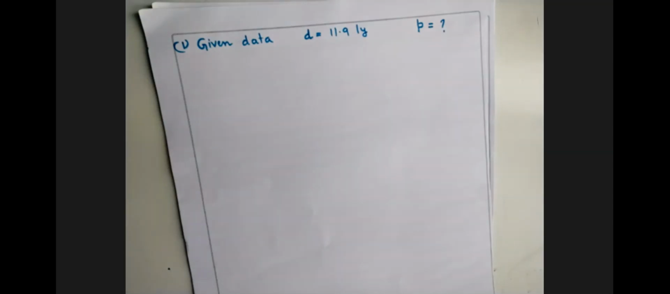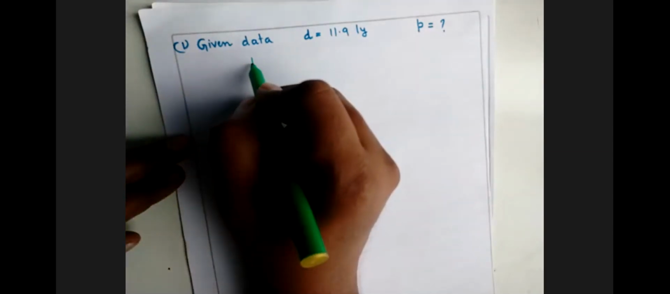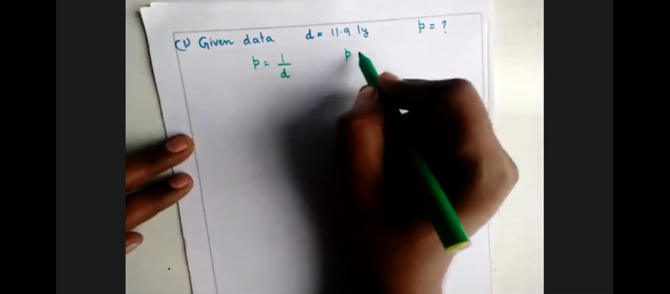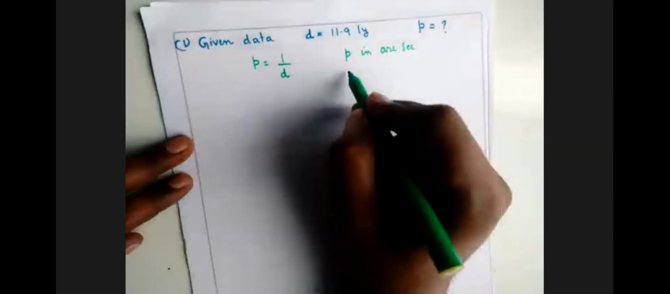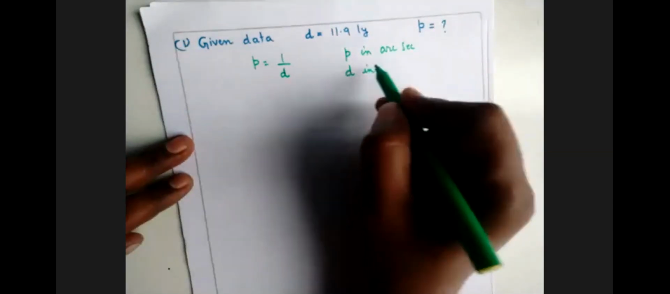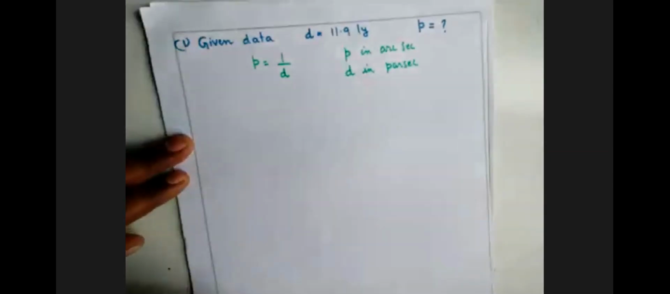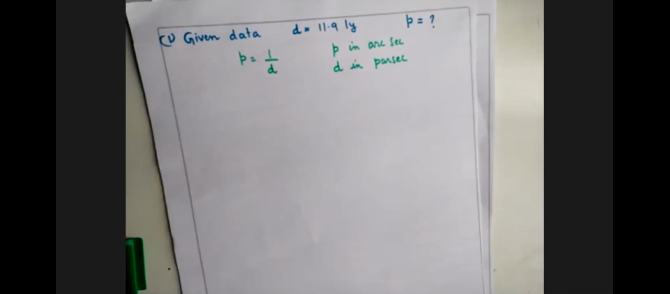First, write the relation connecting these two parameters. P is equal to the reciprocal of distance. You want to use this formula. The angle P must be in arc seconds and the distance D must be in parsec. But the given data is in light years.